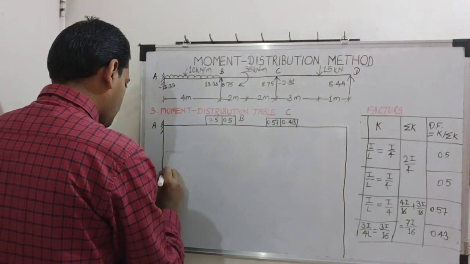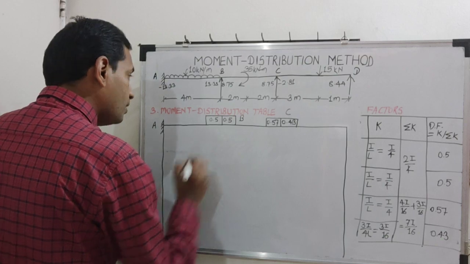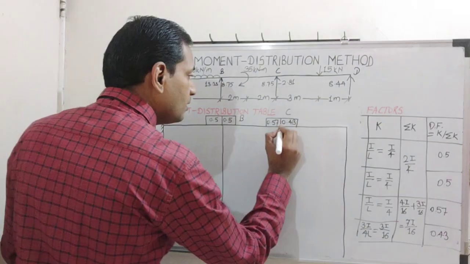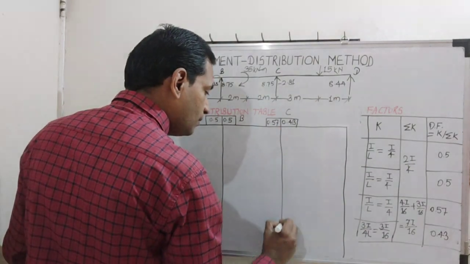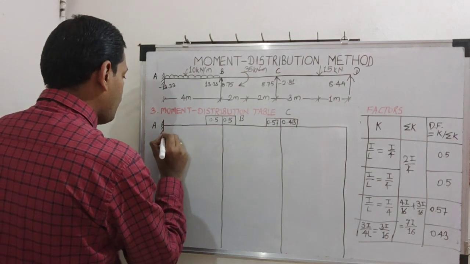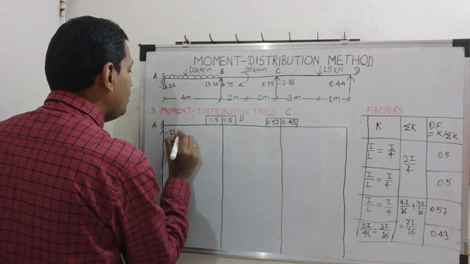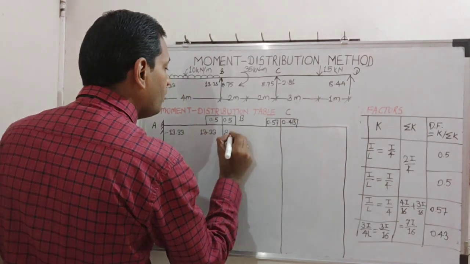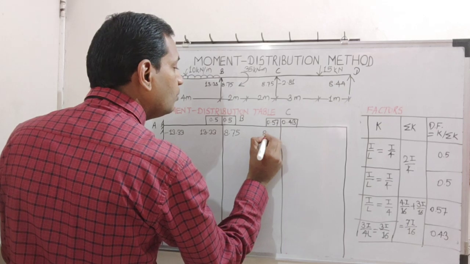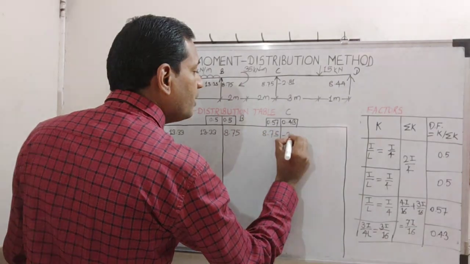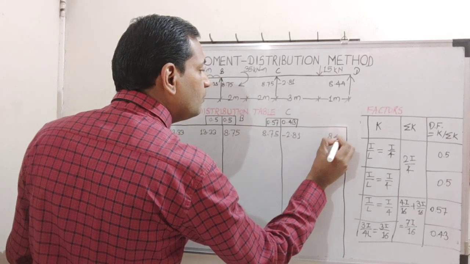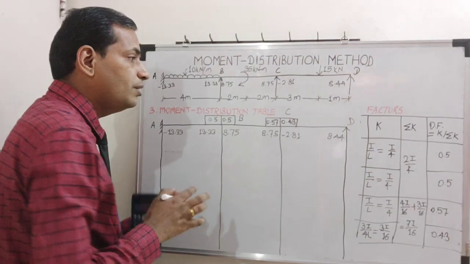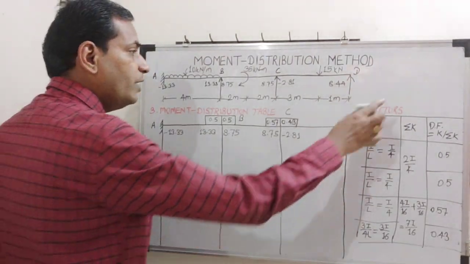Okay, now we will start the distribution. First of all, we will enter the values, then we will start distribution. So the first value is minus 13.33, I will enter here, then plus 13.33, then 8.75 on both ends, minus 2.81 and 8.44. So this is support D, which is a simply supported end, please remember. Now I will rub this.